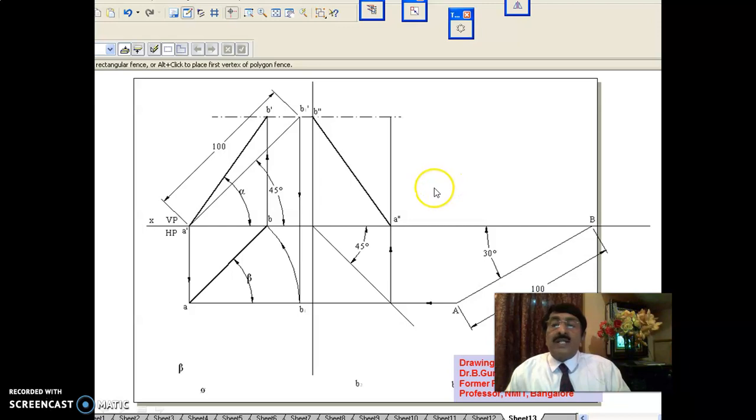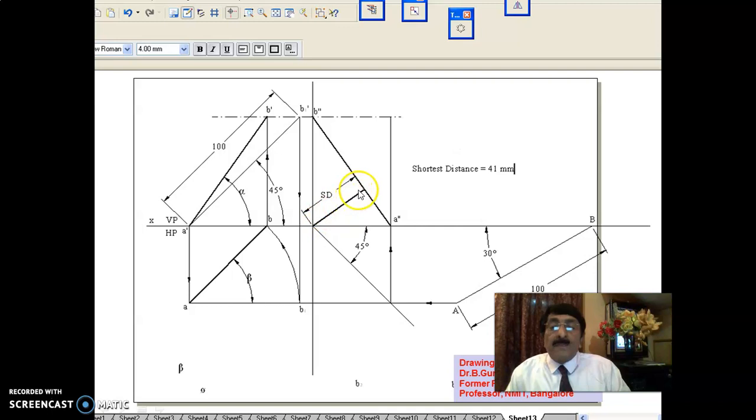Now, to find the shortest distance from the intersection of HP and VP, the intersection is the origin. From that, you draw a perpendicular to this line, and automatically that is the shortest distance of this line from the intersection of HP and VP. That is 41 mm. Everyone should get the same answer, 41 mm. This is a very good problem from the examination point of view. Do it carefully. The important thing you can never forget here is that end A is on HP.